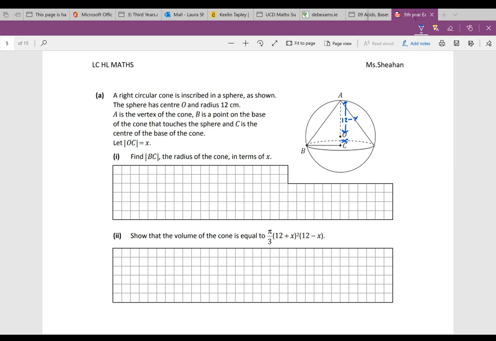Okay, next question. A circular cone is inscribed in a sphere as shown. The sphere has a center of O and a radius of 12. A is the vertex of the cone, B is a point on the base of the cone that touches the sphere, and C is the center of the base of the cone.